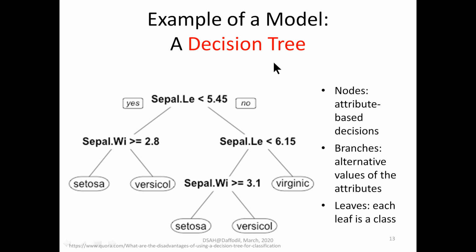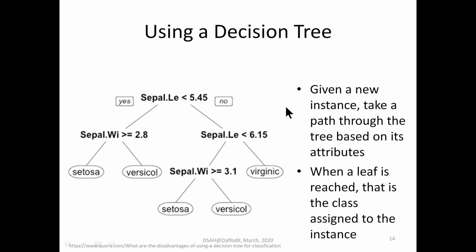An example of a model is a decision tree. In the decision tree, the leaf nodes are different classes, and in between you have different nodes with feature values, and based on the feature values you reach a decision of a particular class. So note, these are attribute-based decisions. These are the branches, alternative values, and each leaf finally ends with a class. So you can see here. When we use a decision tree, we give a new instance, it takes a path and travels to reach one of the leaf nodes, which is the ultimate class.